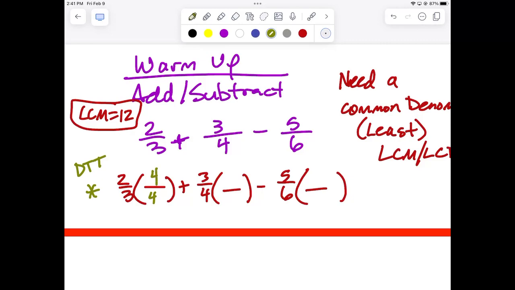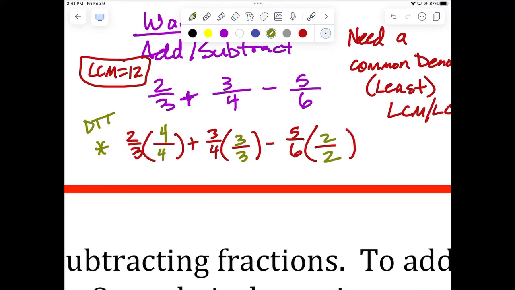What's 12 divided by 4? 3. So I need to multiply that one by 3 over 3 to turn it into a 12. And how do I turn a 6 into a 12? Multiply by what? 2. So I need to multiply that by 2 over 2. Now what that does is it gives me an opportunity to make this line here.